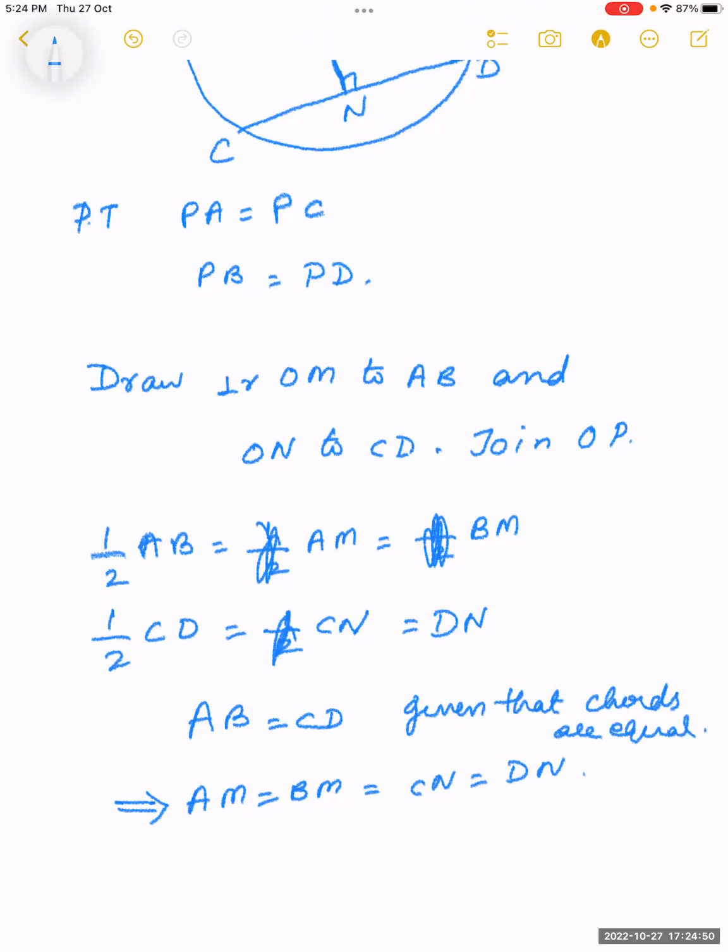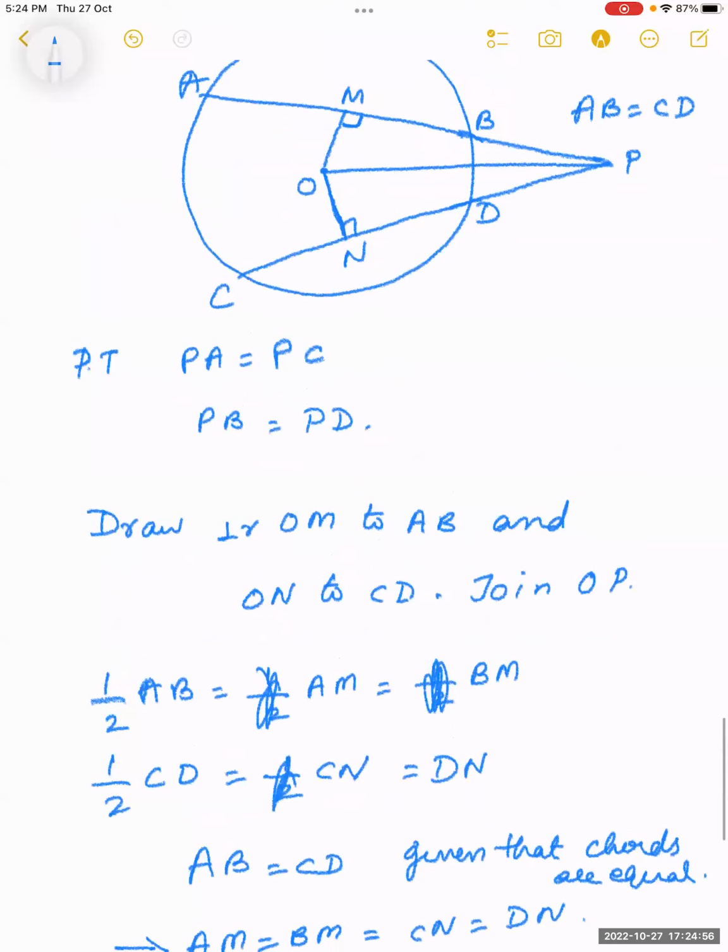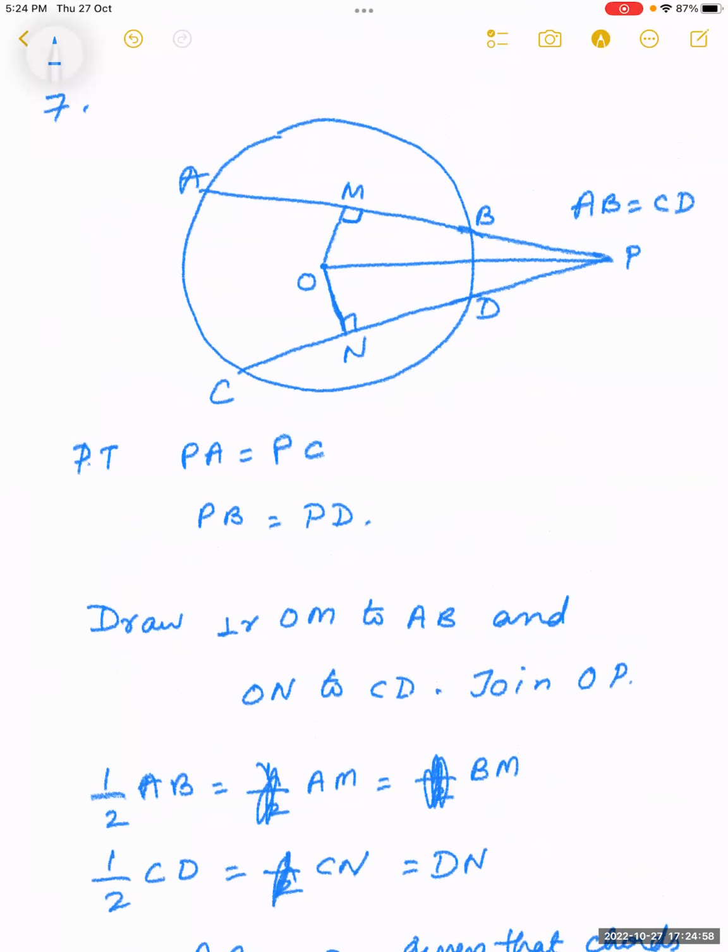Okay, so that is good enough. Now, what are we going to do next? We are going to find the similarity. Similarity between what? Not similarity, sorry, congruence. Congruence between two triangles. Which are the two triangles we are looking for?